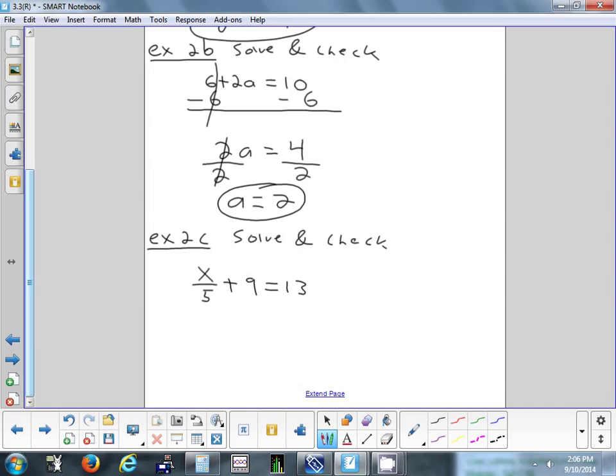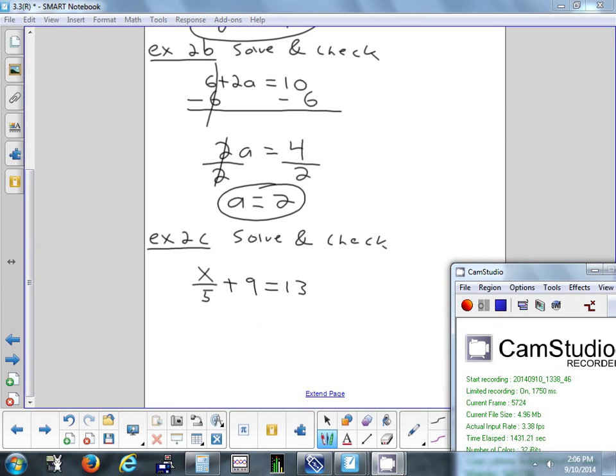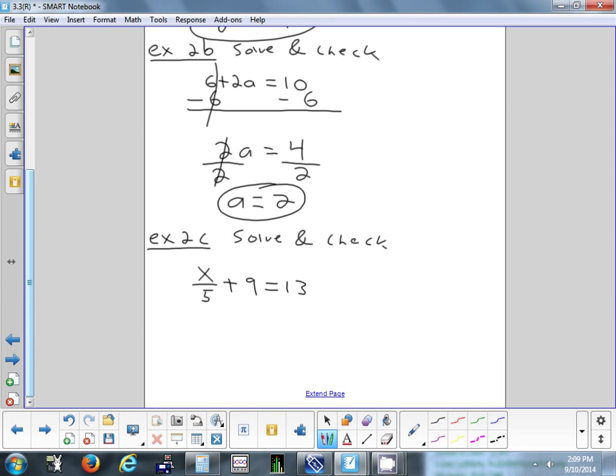Okay, so I want you guys to try example 2c on your own. X divided by 5 plus 9 equals 13. Give that one a shot. It's 2 steps. See what you can do. Okay, so we had x divided by 5 plus 9 equals 13. There's no simplification here, so we're going to go right to step 2.